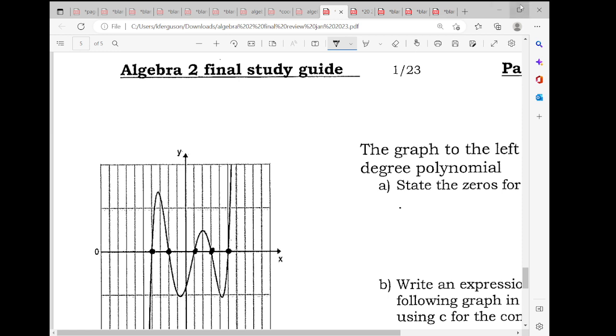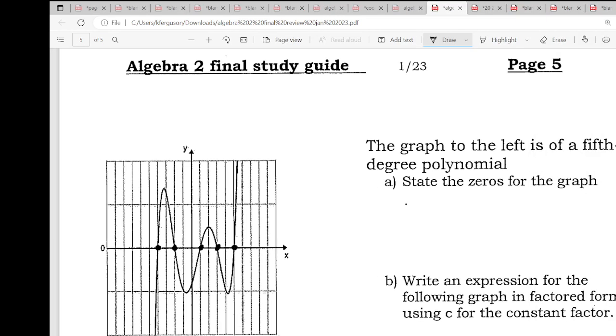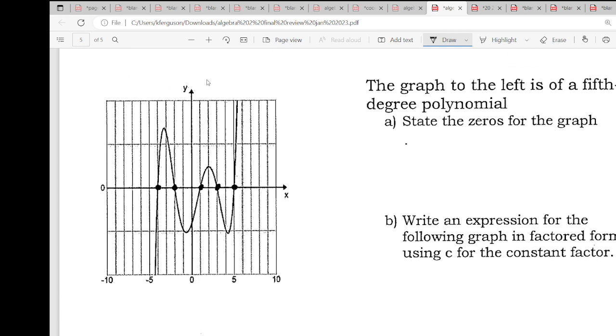All right, so let's look at page 5. All right, so right here we got a graph of some polynomial function. So the first thing they want us to do is state the zeros.